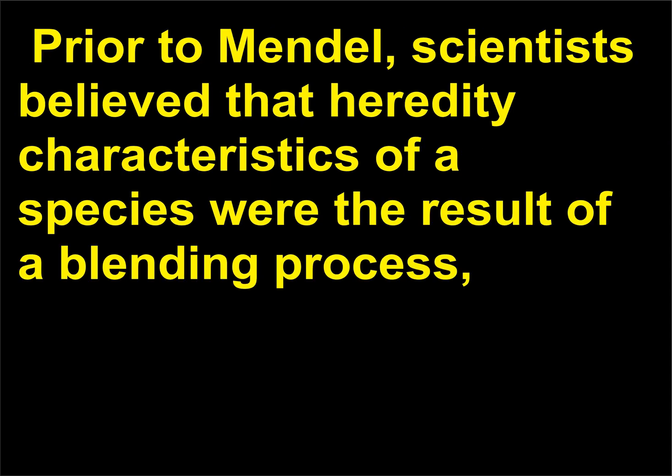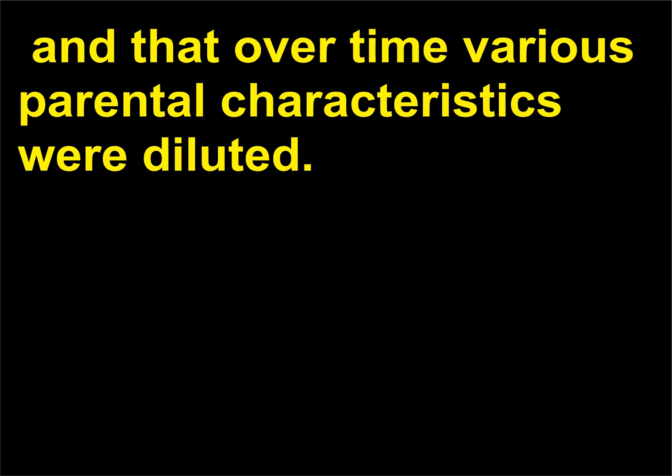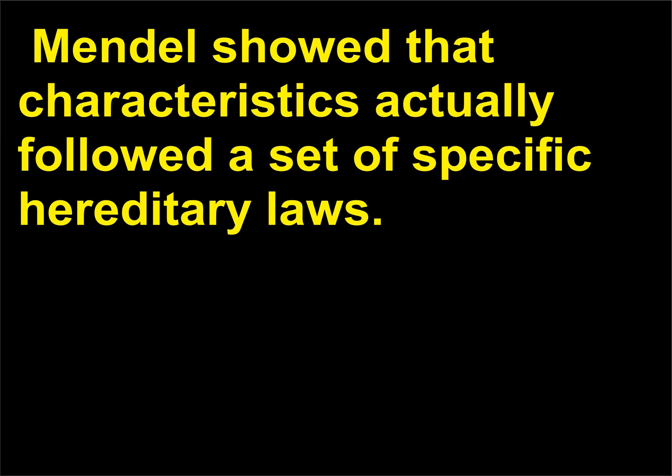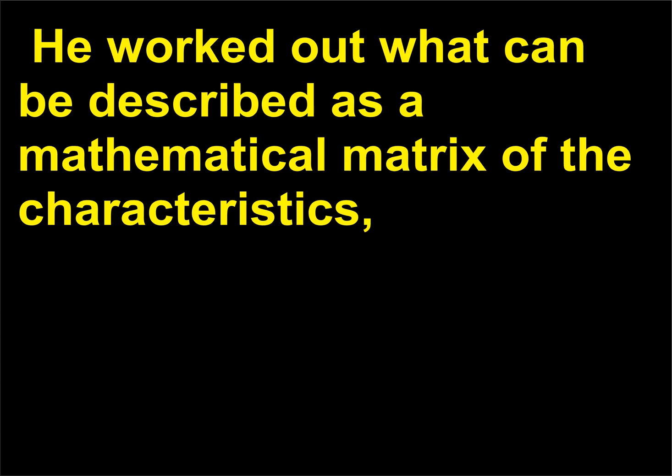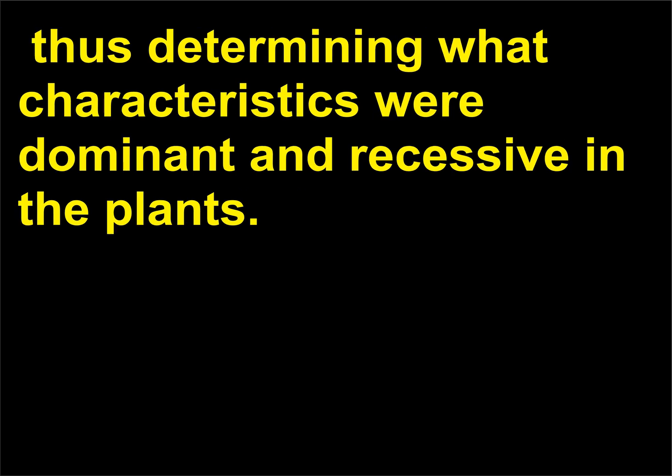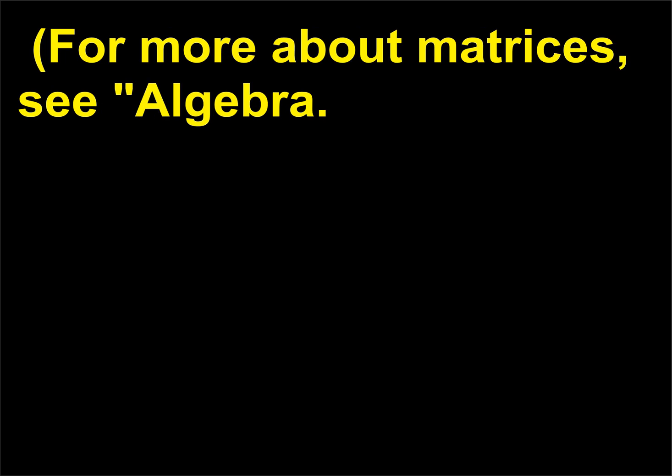Prior to Mendel, scientists believed that heredity characteristics of a species were the result of a blending process, and that over time various parental characteristics were diluted. Mendel showed that characteristics actually followed a set of specific hereditary laws. He worked out what can be described as a mathematical matrix of the characteristics, thus determining what characteristics were dominant and recessive in the plants. For more about matrices, see algebra.